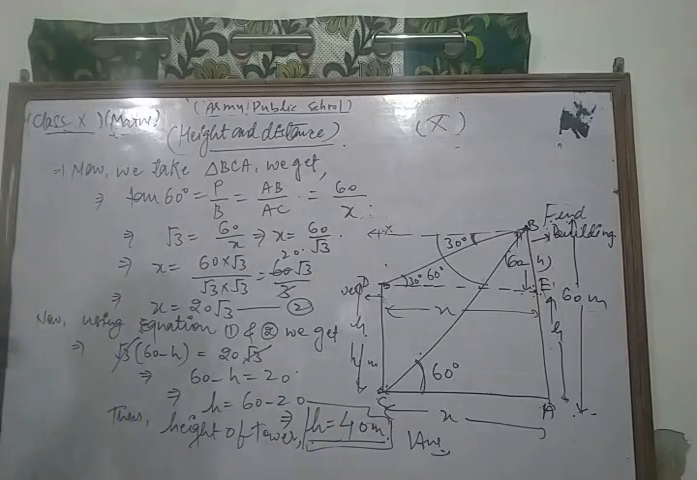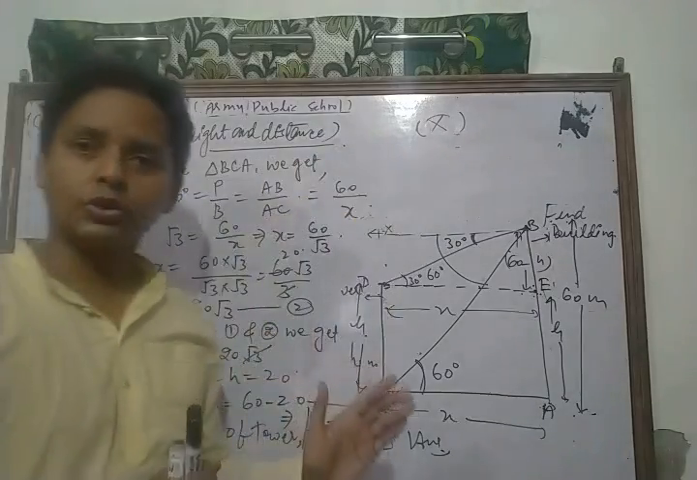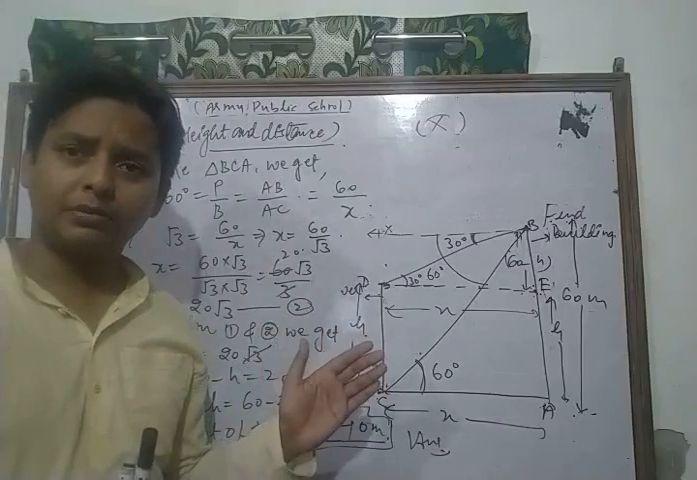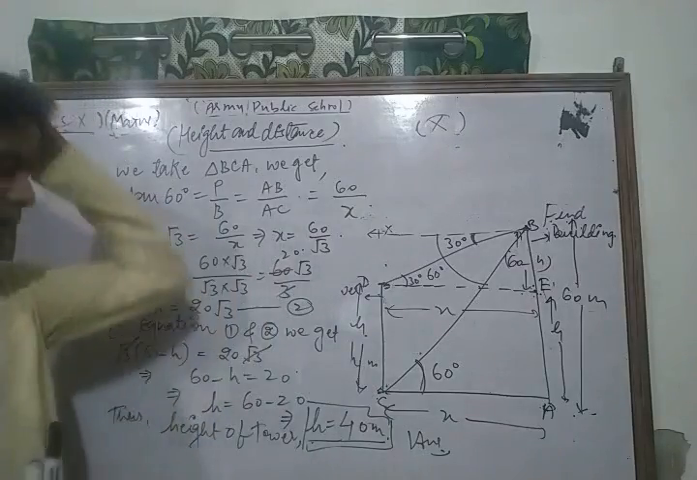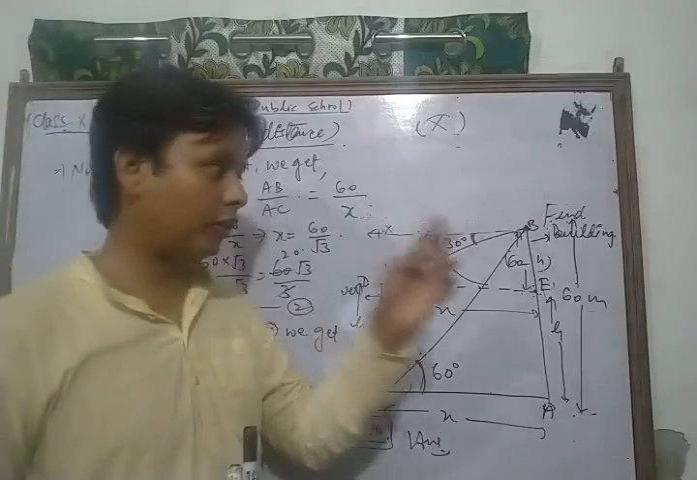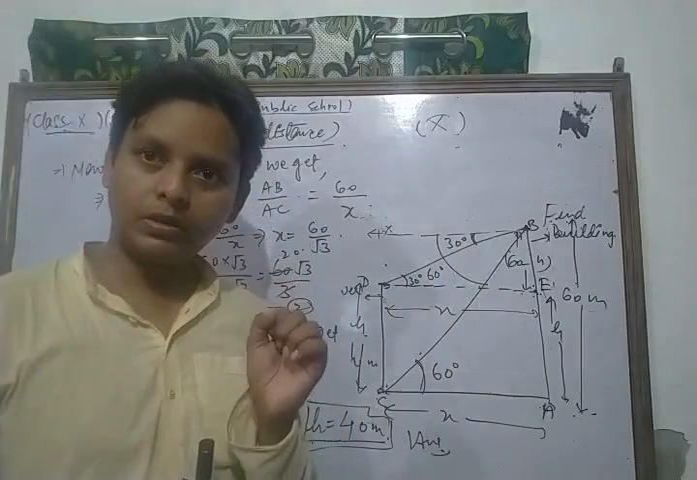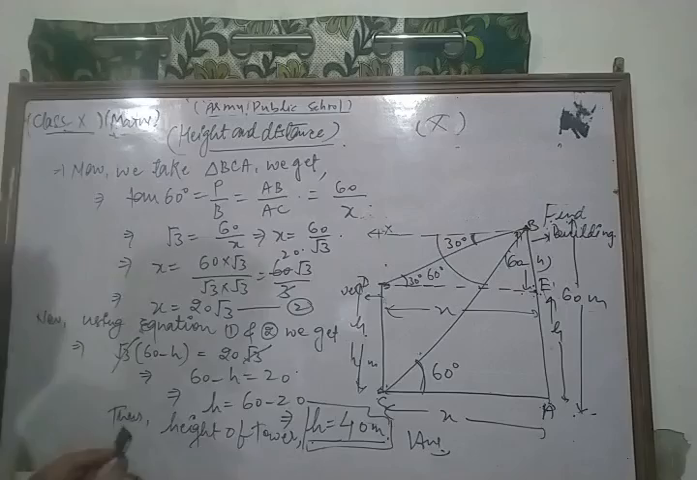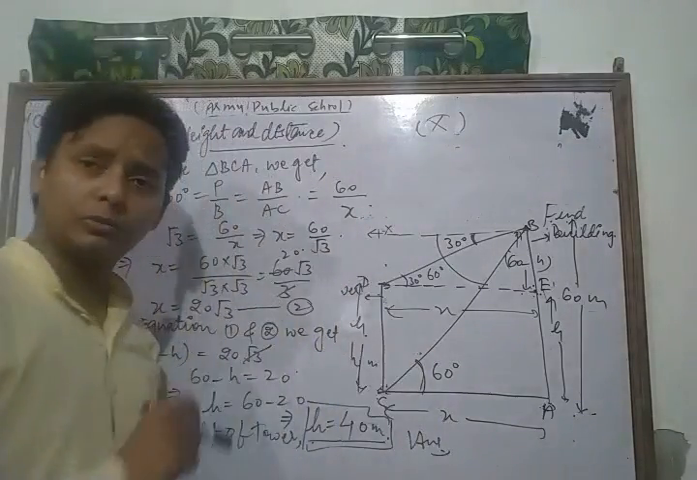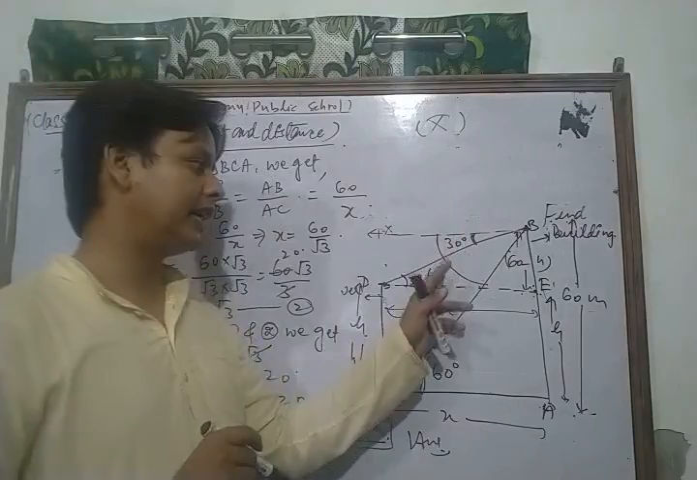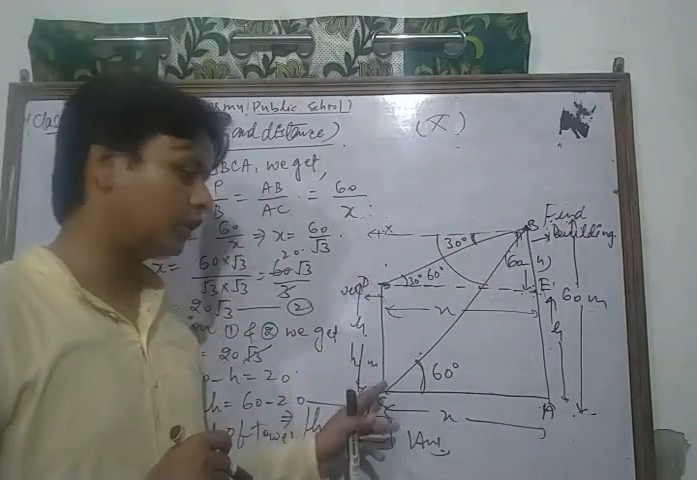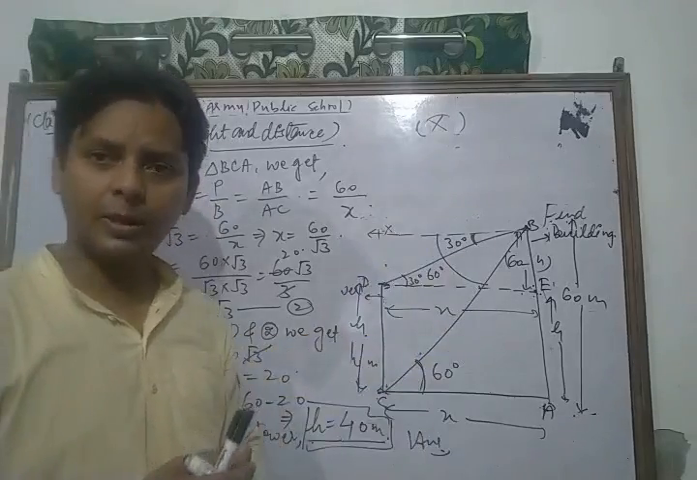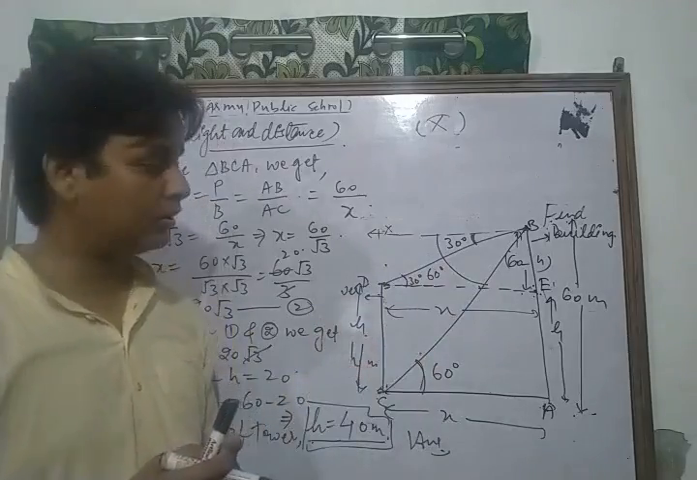Okay, so this is one of the most important questions of your syllabus. So please do more and more practice of this type of question. Let's see once more. According to the question, from the height of a building, the angles of depression of the top and bottom of a tower are observed to be 30 degrees and 60 degrees respectively, and we find the height of the tower. So according to the statement, first of all we draw the figure.